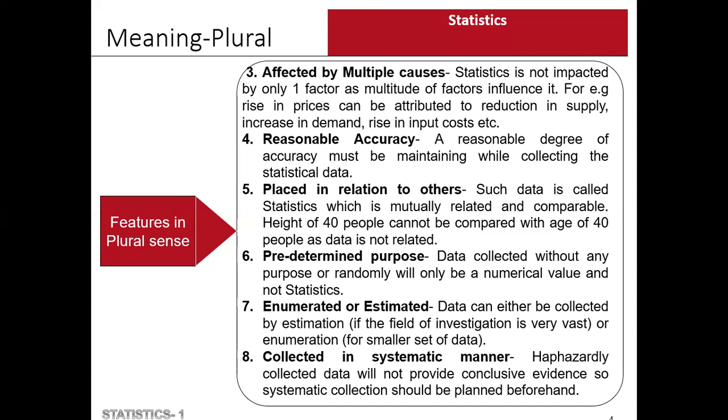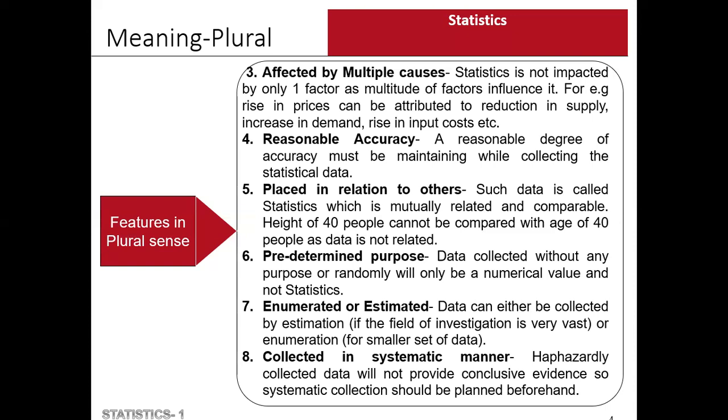The eighth one says collected in a systematic manner. Statistics is used to collect data in a systematic manner. For example, first we make a survey. Based upon the survey, we collect the data from a predetermined population. From the population, we extract the sample. From the sample, we collect the data. So we follow a particular process in collecting data. Therefore, statistics basically deals with collection of data in a systematic manner.